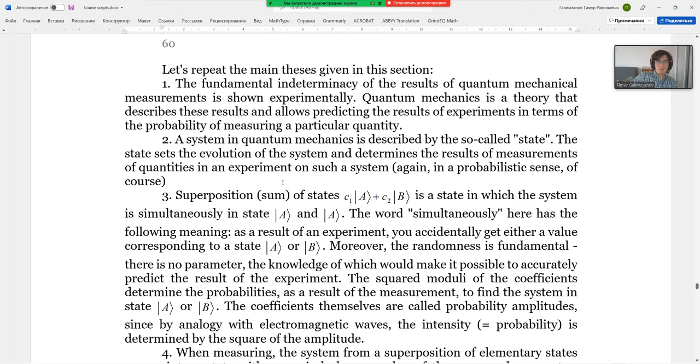So, briefly, what I want to take from this part of the lecture. First of all, quantum mechanics is fundamentally indeterministic. With the help of quantum mechanics, you can obtain absolutely random results.